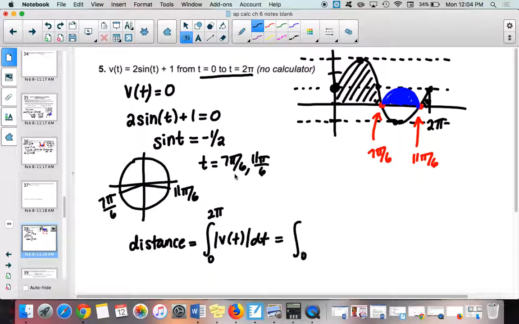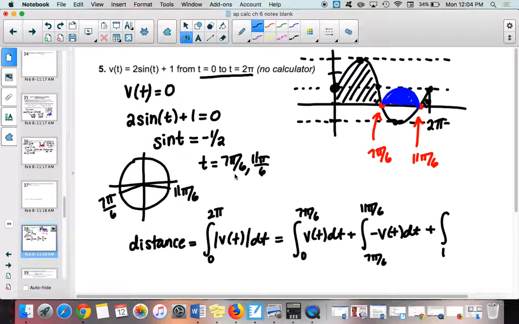And so we'd say, well, we got the 0 to 7 pi over 6 part that's above. That's our regular velocity function. And then we got our part that's 7 pi over 6 to 11 pi over 6, and it's not our regular velocity function. They were all negative values, so we're going to multiply by -1 to make them positive values. And then we got that last part, which was 11 pi over 6 to 2 pi of the velocity function.